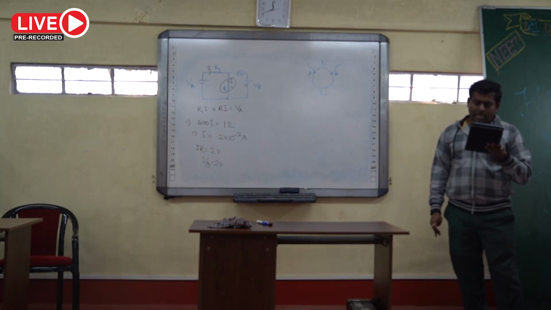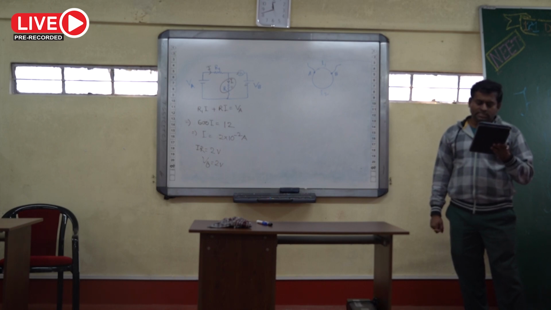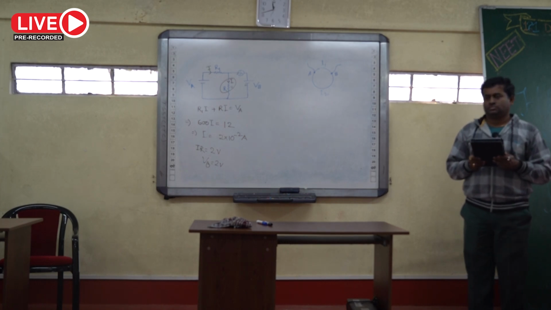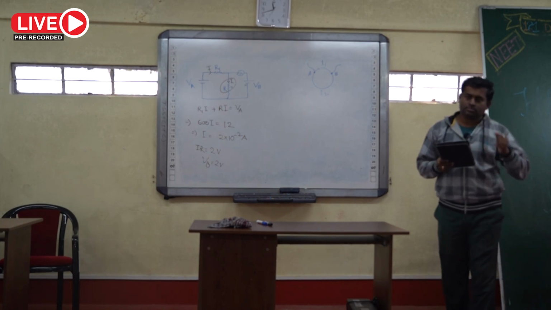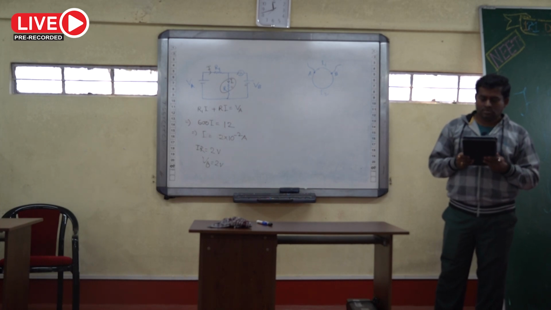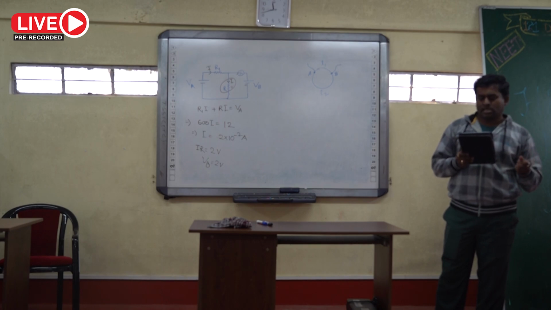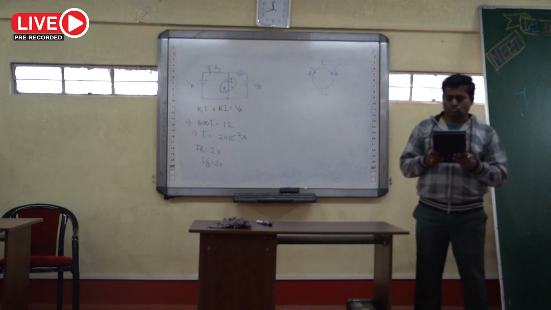A ring is made of a wire having resistance 12 ohm. Find the points A and B at which a current carrying conductor should be connected so that the resistance of the circuit between these two points is equal to 8 by 3 ohm. Options: L1 by L2 is 5 by 8, 1 by 3, 3 by 8, 1 by 2.